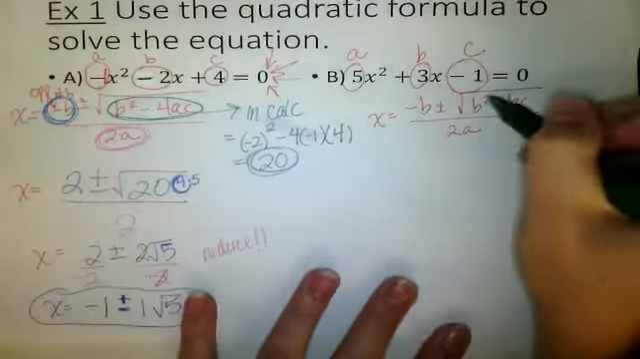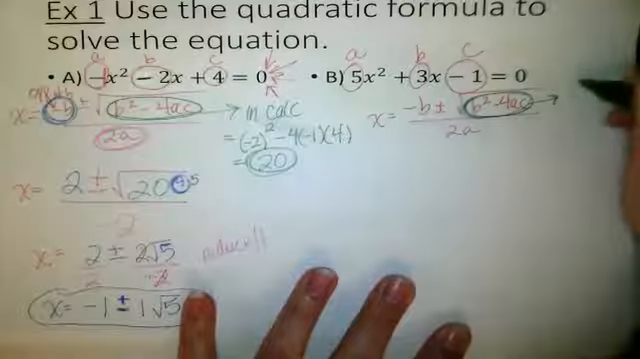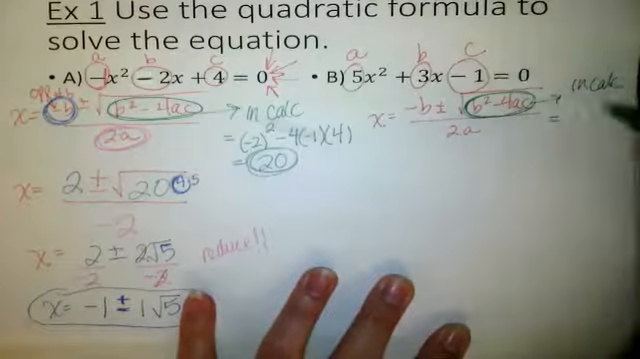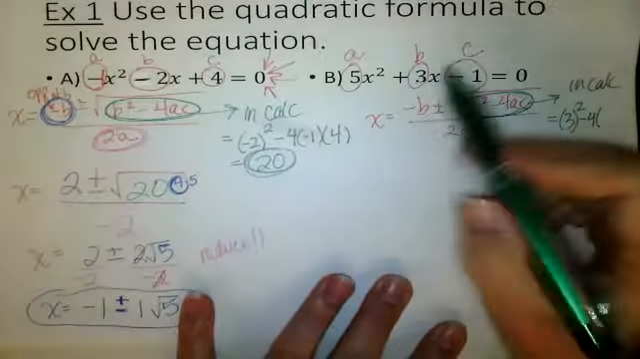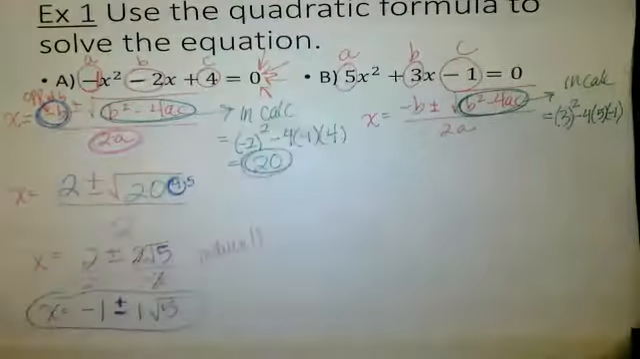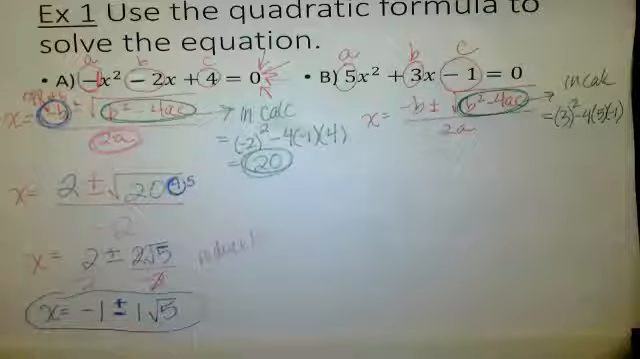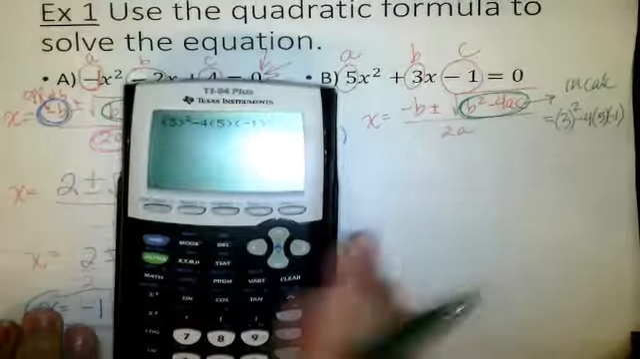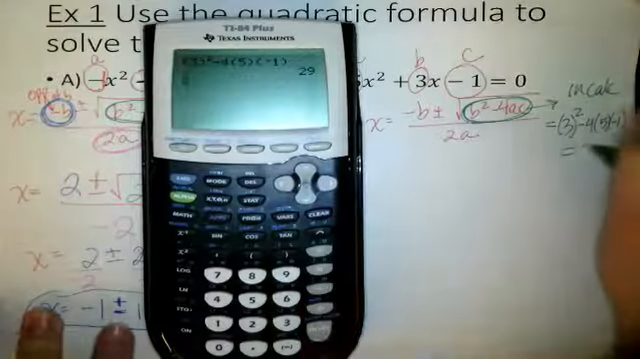The first thing I'm going to do is figure out what b squared minus 4ac is in my calculator. B squared would be 3 squared minus 4 times a times c, times 5 times negative 1. So I'm plugging that into my calculator. Make sure you use parentheses. Parentheses are just going to ensure that you do it correctly every single time instead of half the time. So using parentheses, I get 29 under the radical.